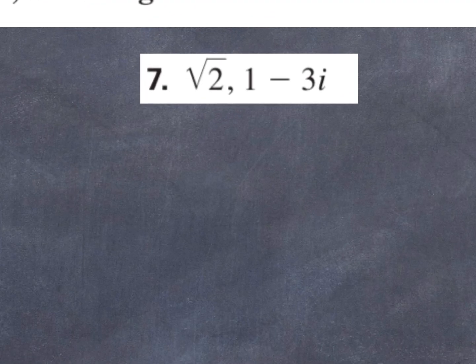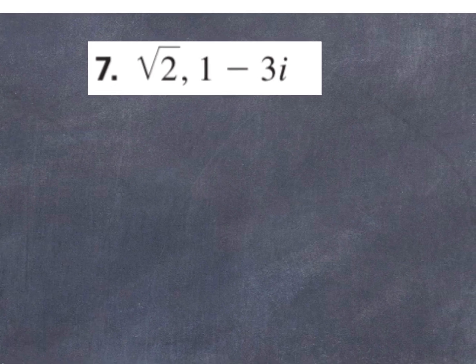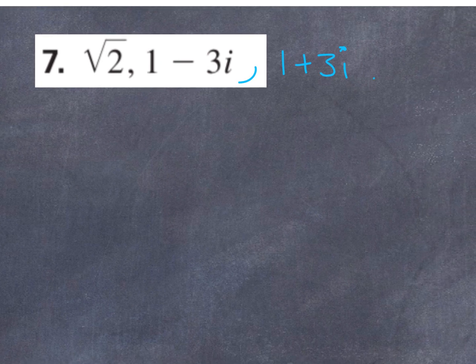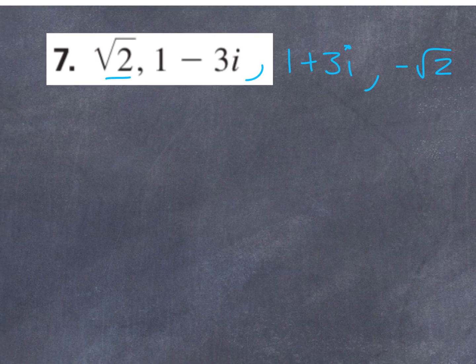So 7, we have square root 2 and 1 minus 3i. So are we missing any of our zeros here? 1 plus 3i. Anything else? Negative square root 2. So if it's a square root, it needs its conjugate partner. And if it's imaginary, it needs its conjugate partner. So we had to include both missing zeros here. We had 2 missing zeros.